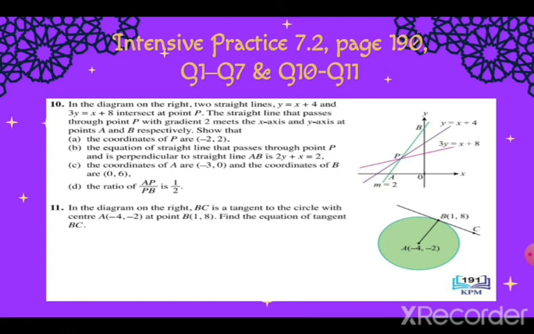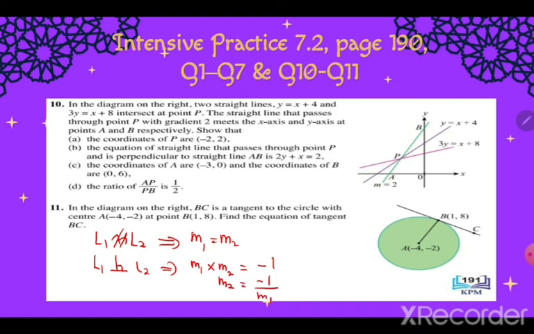Before I end our lesson, remember parallel lines. Two lines are said to be parallel if the gradients are equal. L1 is parallel to L2 if and only if gradient 1 is equal to gradient 2. However, when two lines are perpendicular to each other, the product of the gradients of both lines will give us negative 1. So that means M2 is equal to negative 1 over M1.